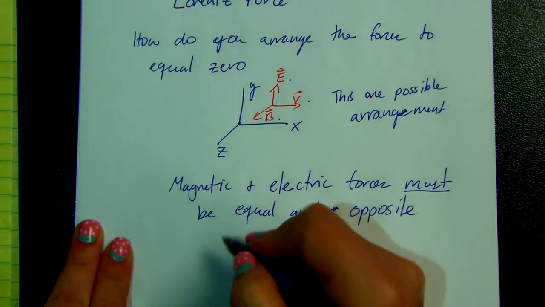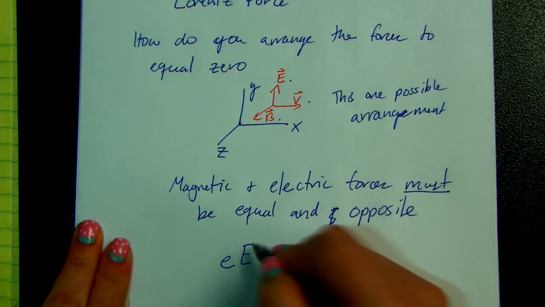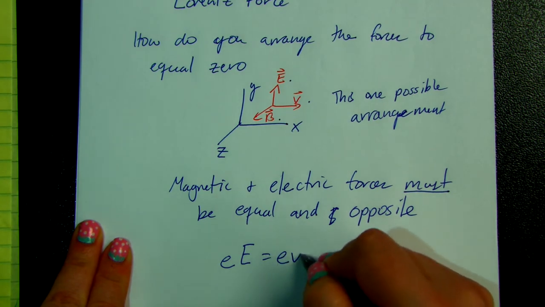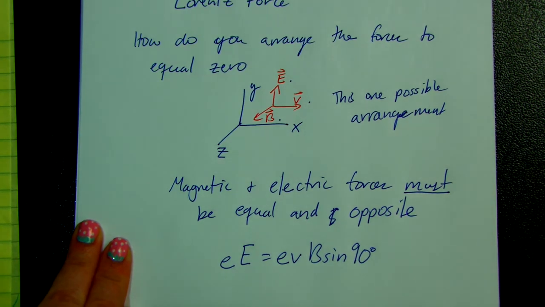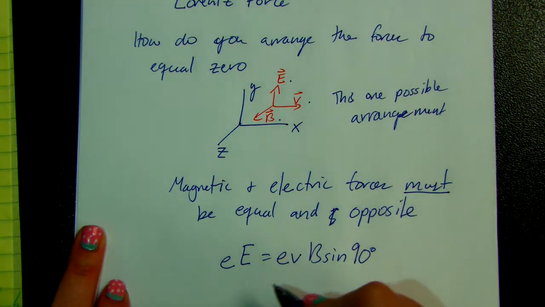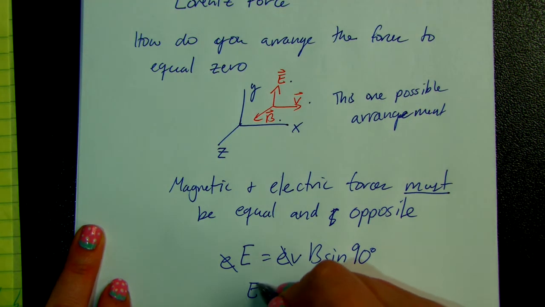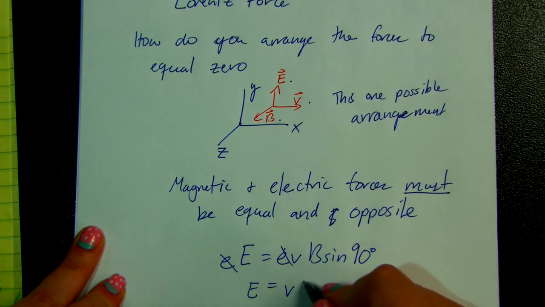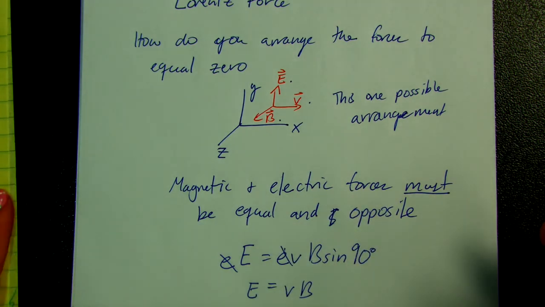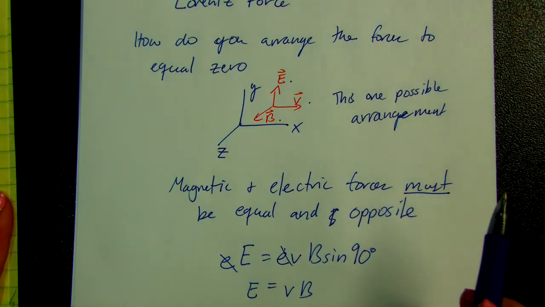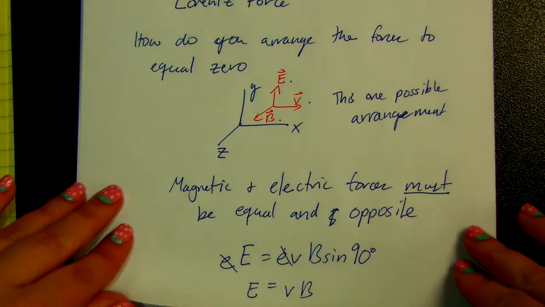So QE would be equal to QVB sine of 90. And so, of course, we would see Q is on both sides. So the electric field is equal to the velocity times the magnetic field. So any arrangement of the electric and magnetic fields with directional velocity that gives you this result is going to be a situation where a particle is going to go in a straight line.